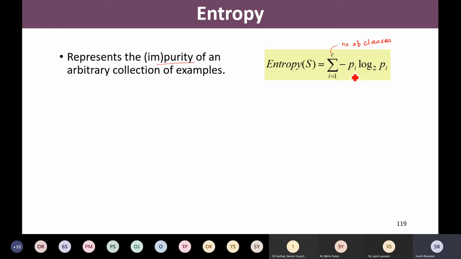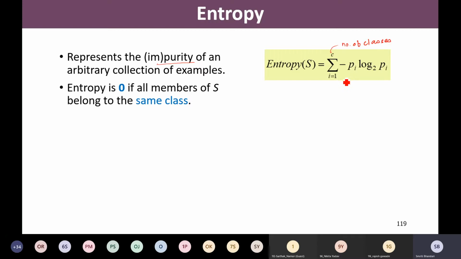Okay. Now, what is this pi? Pi is the probability of class i. So P1 is the probability of class 1, P2 would be the probability of class 2, and so on. So pi in general is the probability of class i, right?